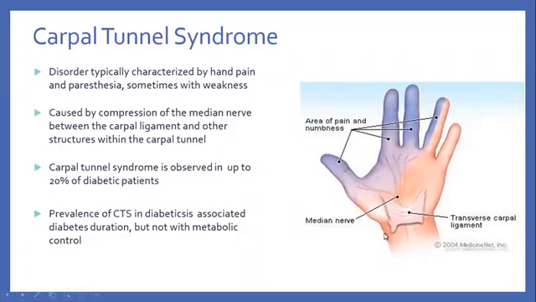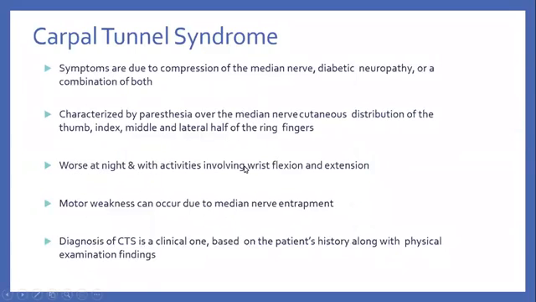And here we see the transverse carpal ligament compressing the median nerve, the thumb, pointer, middle, and half of the index finger are affected. So again, symptoms are due to compression of the median nerve, diabetic neuropathy, or combination of both. The paresthesia over the median nerve shares the cutaneous distribution of the thumb, index, middle, and lateral half of the ring finger. Pain that these patients will complain of is worse at night and worse with activities involving wrist flexion and extension. Motor weakness can occur due to median nerve entrapment.